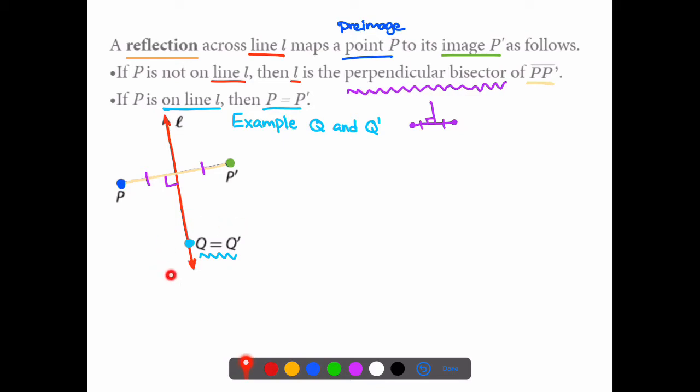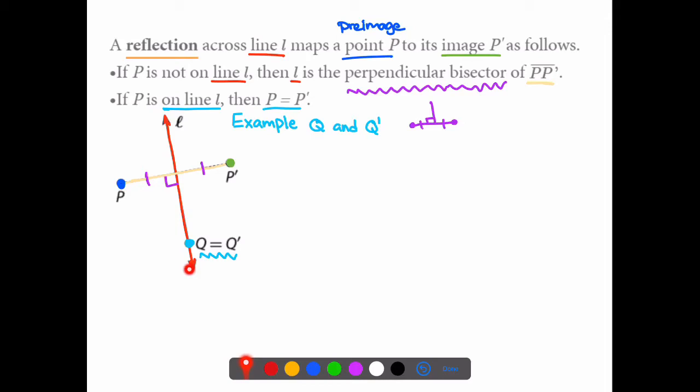Meaning, here's an example of it. I have Q right here. Point Q is on our line, the line of reflection L. So therefore, if I reflect Q over itself, it's just going to stay right where it's at, because I'm reflecting with no distance. There's no distance to the line itself. So if it lies on the line itself, it will not move, and we can just say Q is equal to Q prime, as we see right here. And again, know that it will always be the perpendicular bisector. We can always cut it into two equal pieces, and the line of reflection will go through the middle.